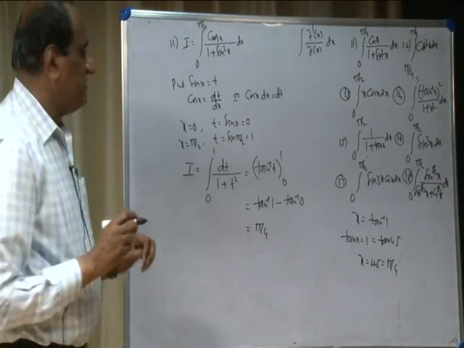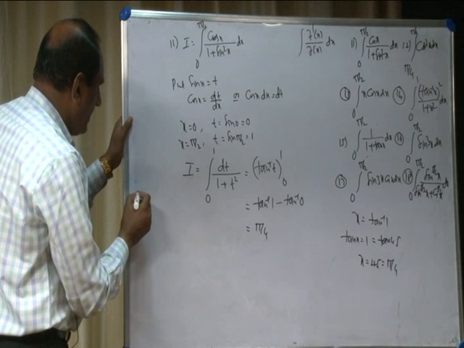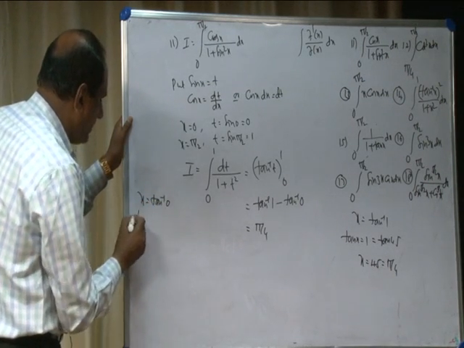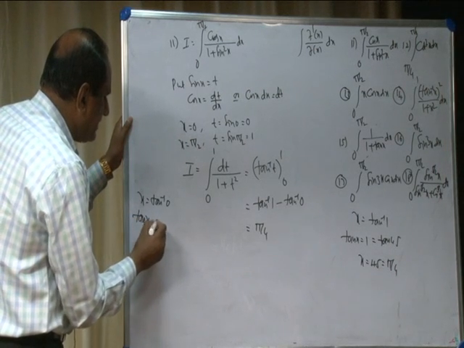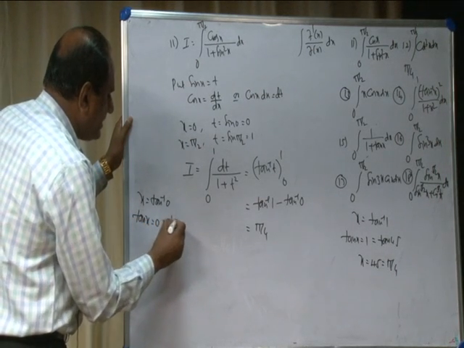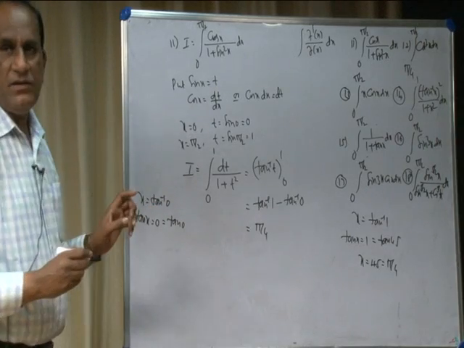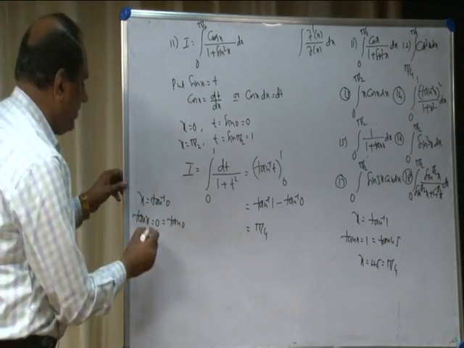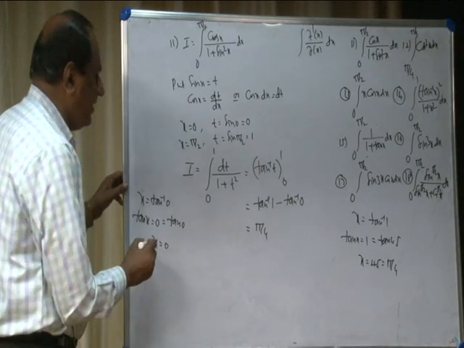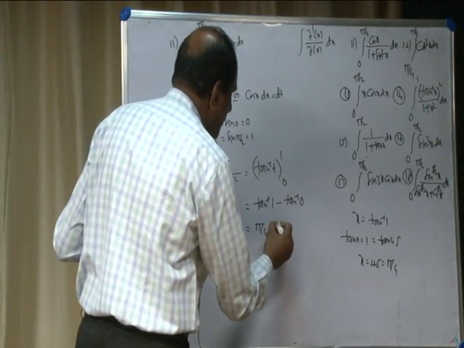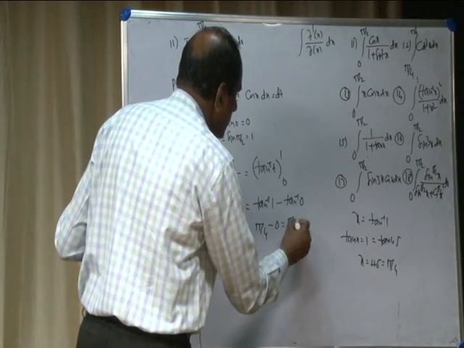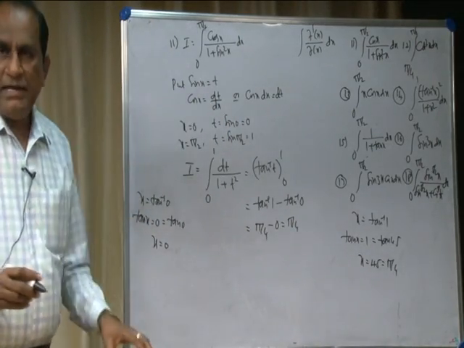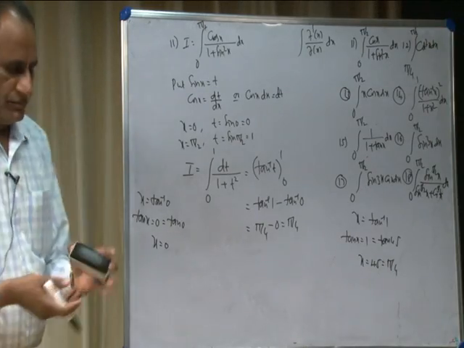So, tan inverse 1 is pi by 4. What is tan inverse 0? See here, x is equal to tan inverse 0, or tan x is equal to 0, that is nothing but tan 0. The value of tan 0 is sin 0 by cos 0, and 0 by anything is 0. So, x is equal to 0. Therefore, pi by 4 minus 0 is equal to pi by 4. This is the definite value of the given definite integral.